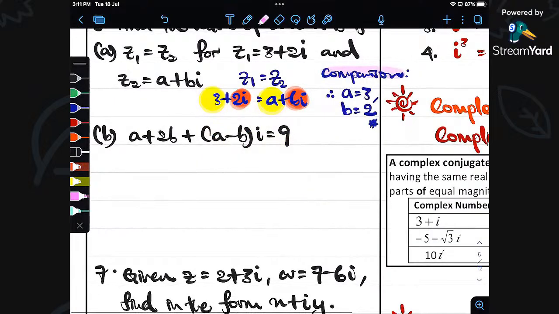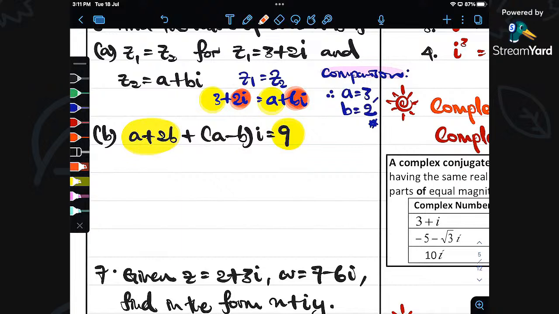Alright. Next one. We need to find the value of A and B. So dekat sini mungkin you macam keliru soalan B ni. Tapi jangan takut. Saya highlightkan. So A plus 2B is actually a real number. See? So this is real part.